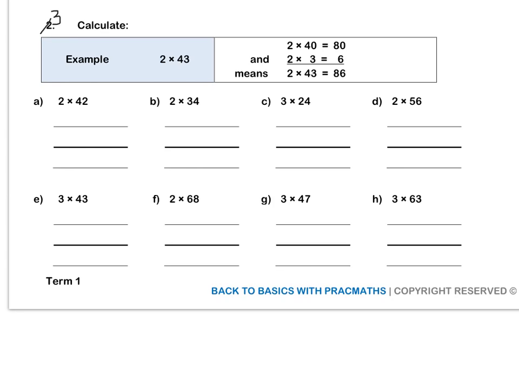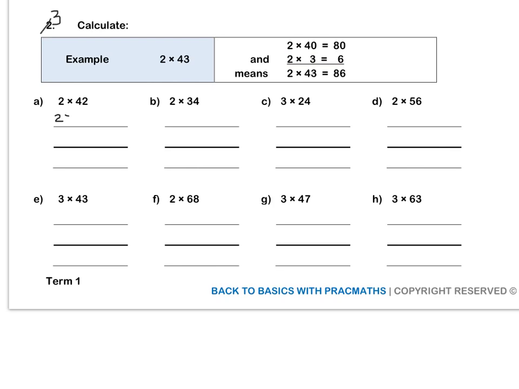Question 3. 2 times 43. 2 times 40 is 80. 2 times 3 is 6. Therefore, 2 times 43 is 86. Let's look at question A.